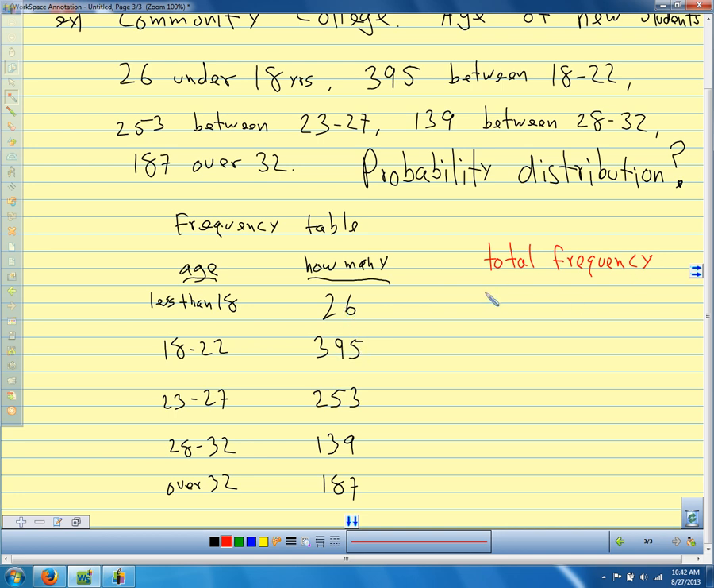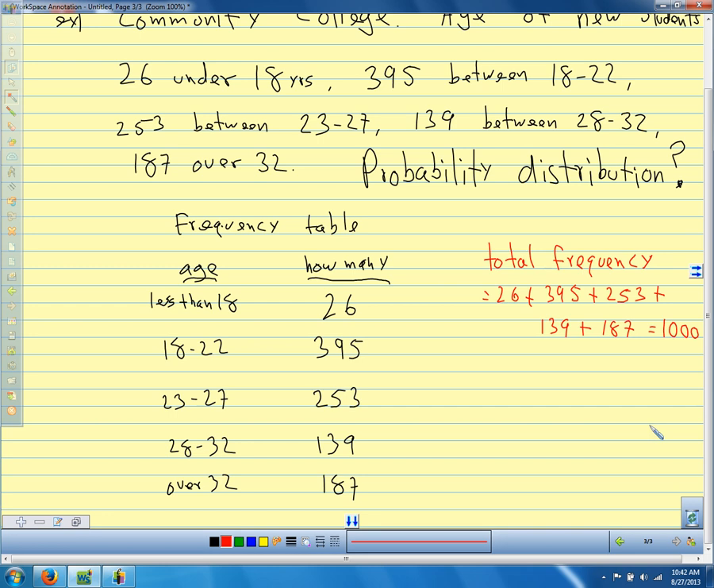So total frequency equals 26 plus 395 plus 253 plus 139 plus 187. And when I plug that in my calculator, I get a nice easy number, 1,000. So we looked at 1,000 new students. Nice how that problem worked out that way.